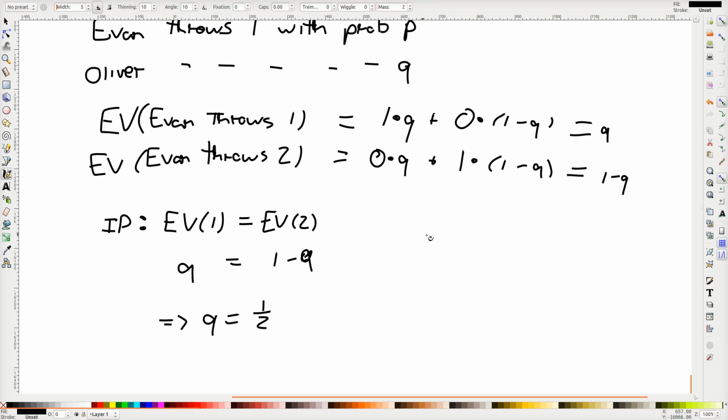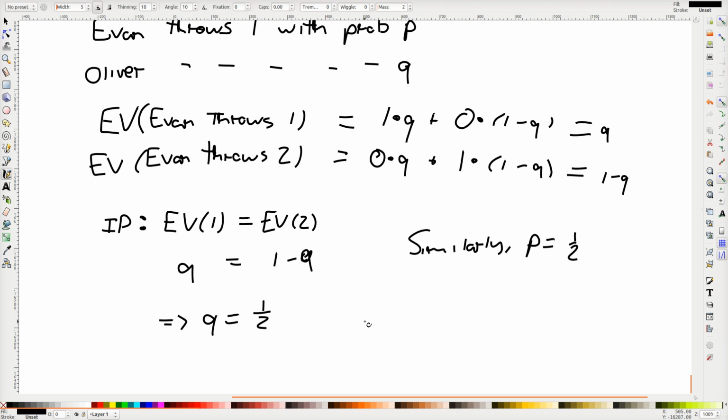And of course, you do the same thing for Oliver. I'm not going to do it because the computation is exactly the same, but you should do it as an exercise if you're sort of hazy about these things. But you find that P is also 1/2. What you do is you say EV of Oliver throws 1 should be equal to the EV of Oliver throwing 2. And the EV of Oliver throwing 1 is going to be 1 minus P, and the EV of Oliver throwing 2 is going to be P. And so P equals 1 minus P, P is 1/2.